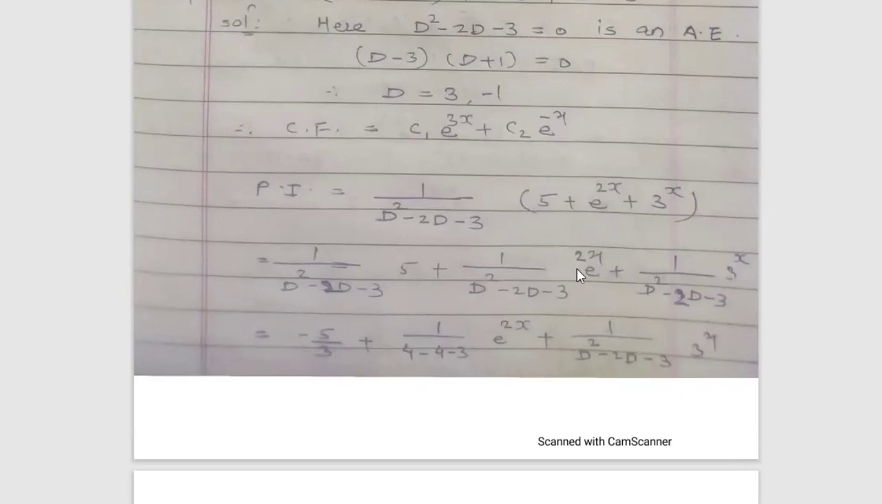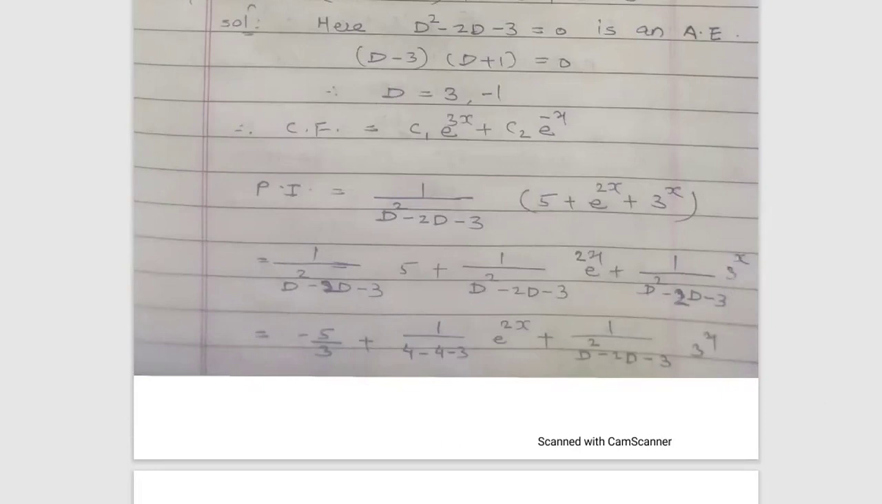Now the second term is exponential function e to the power 2x. How to solve for it? Replace D by the coefficient. The coefficient here is 2, so replace D by 2. 2 square is 4, so write here 4 minus 2 into 2, that is 4, minus 3. Now the next term, the function is 3 raised to x. It is the function in the form of a raised to x. When the function is a raised to x, we replace D by log of a. Now the value of a is 3, so replace D by log of 3.